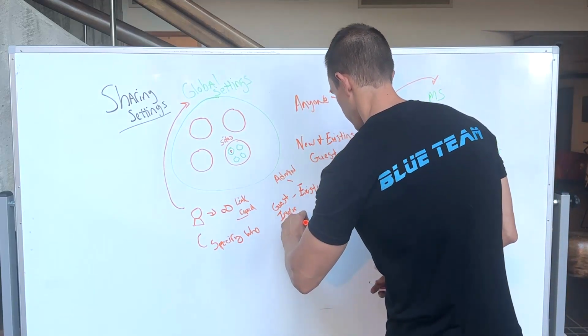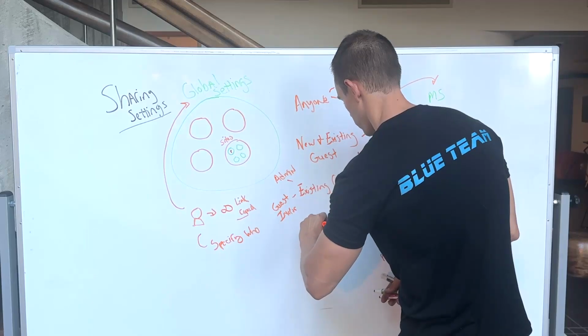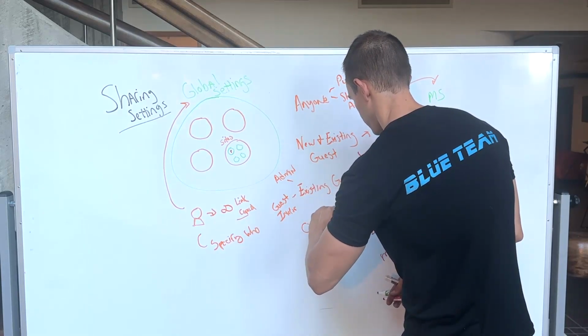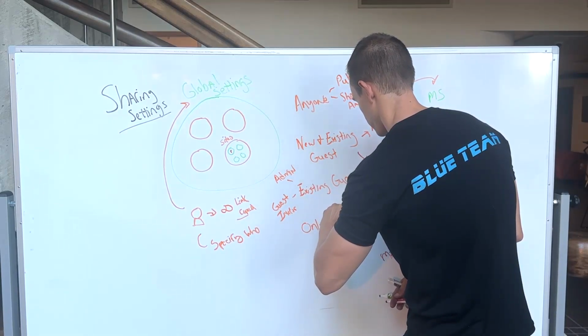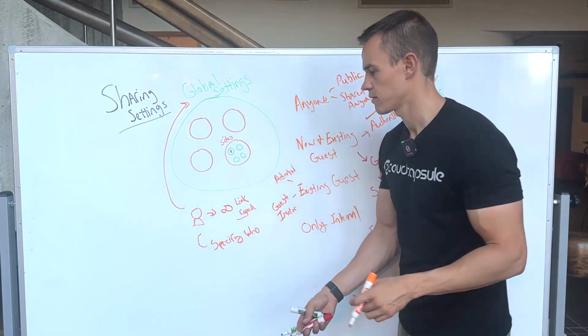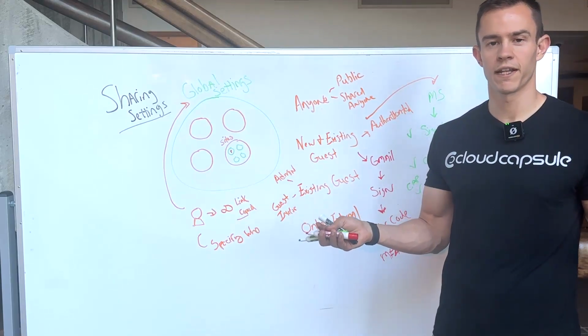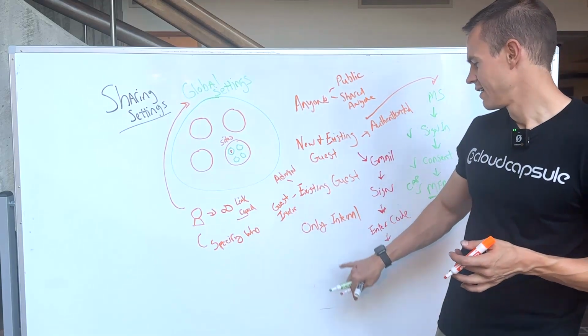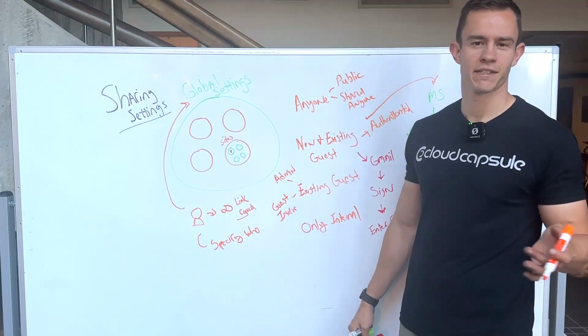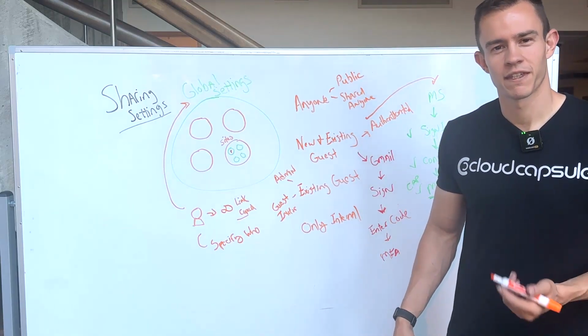And the last setting here that is the most restrictive is to only share with internal users. So that's if you were saying, I don't want to approve anything going outside the organization. This is most commonly never going to be a setting that you would set within an SMB.